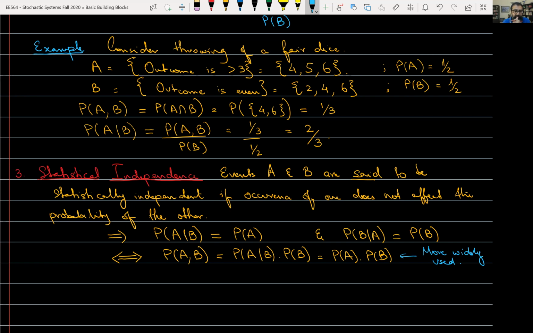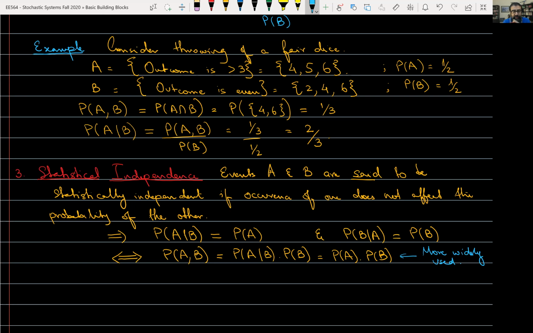And think about that, right? Why? Because if they're mutually exclusive, I know that if one of them has happened, the probability of the other happening is 0, because there's nothing common between them. The intersection is 0. The probability of A given B is 0, but the probability of A may not be 0. Okay?